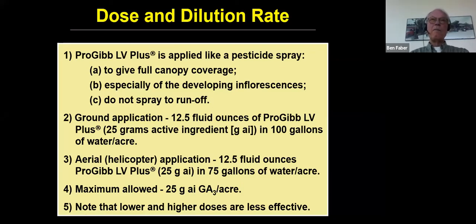You can go up to 250 gallons with the Ag Commissioner's permission. So in Ventura County, they are allowing 250 gallons for ground application. For the aerial application, it's 75 gallons with the 12.5 fluid ounces. And that's the maximum, one application of this material. And this is the right amount. Again, we're dealing with hormones. If you go to a lower rate or a higher rate, it's quite likely to be less effective.